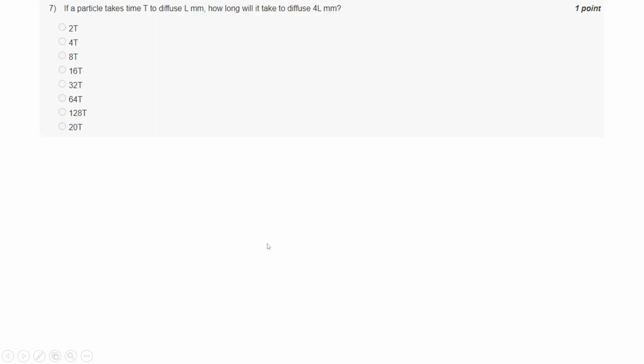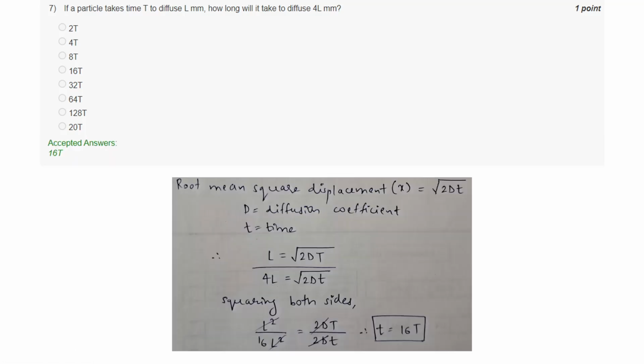Next question was, if a particle takes time t to diffuse L, how long will it take to diffuse 4L? This comes from the concept of diffusion and root mean square displacement. So this is a straightforward formula where your root mean square displacement is equal to under root 2Dt. The diffusion coefficient here will remain the same because it's the same particle. If you just take the ratio of these two expressions, you will get the modified time, the time it takes to diffuse 4L. That is, the correct answer is 16t.